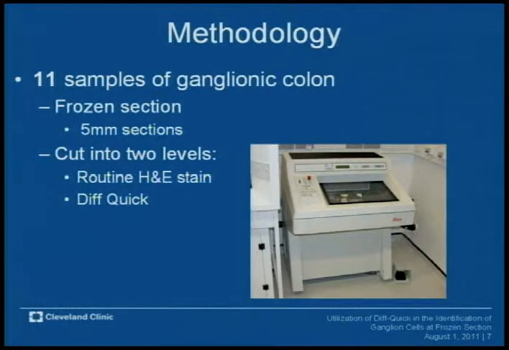The first step of the study was to submit 11 samples of ganglionic colon for frozen section. The tissue was cut into routine 5-micron sections using a cryostat machine. 2 levels of each sample were cut to be stained with H&E and Diffquick.